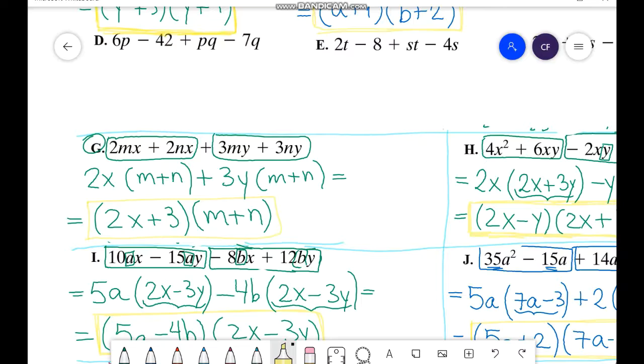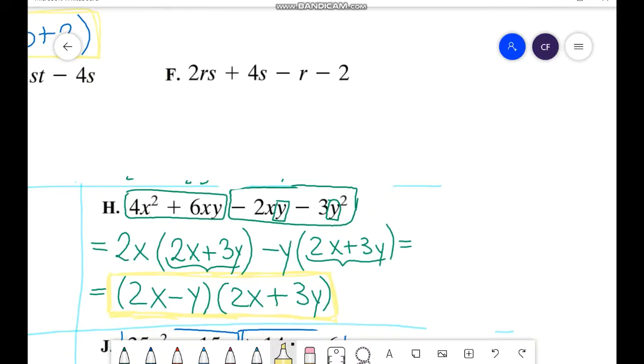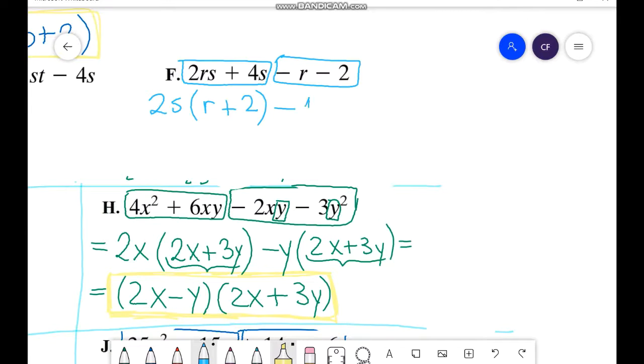And I haven't asked about F. No problem. Let's go to F. Split 2 pairs. The first one, let's see what we have in common. We can factor out 2, and we can factor out s, r plus 2, right? And on the second, we can factor out negative 1, r plus 2, right? That means it's equal to s minus 1 times r plus 2.